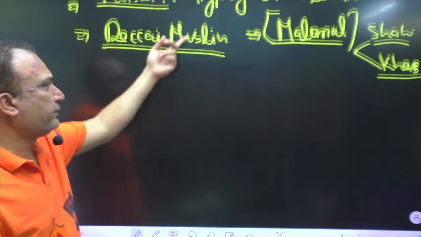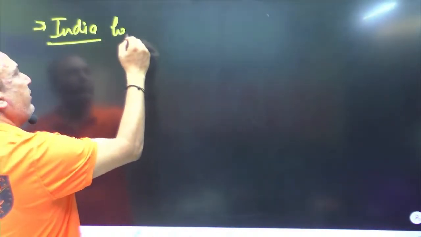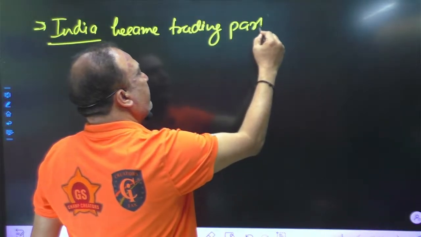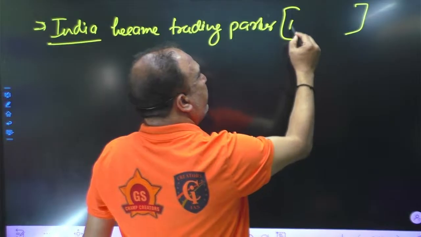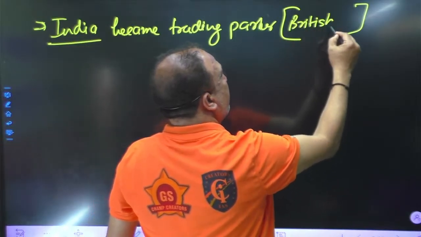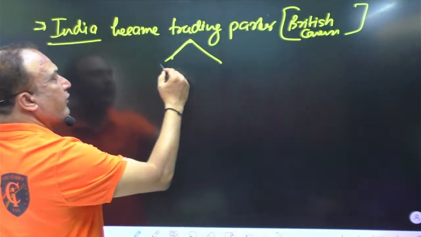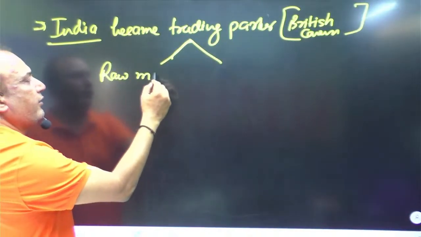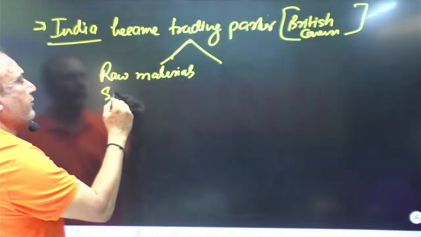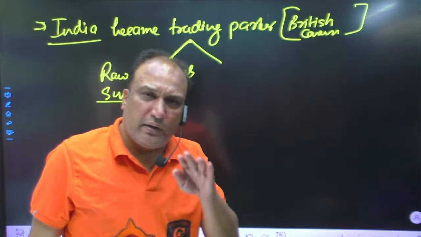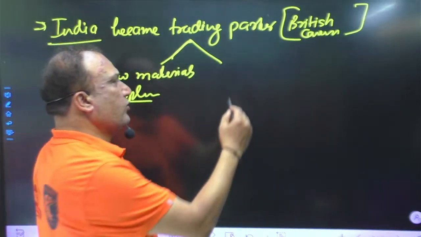So India became the trading partner. But when we use "trading partner", it means British concern or British interest. So we became a raw materials supplier, and what we received was the finished industrial product. So we were the consumer.